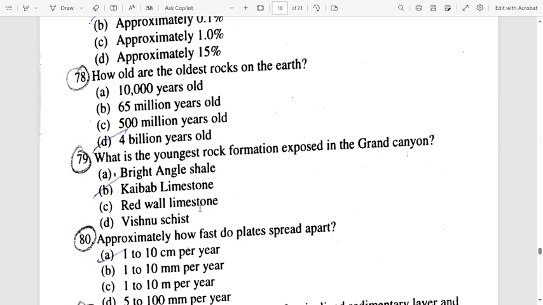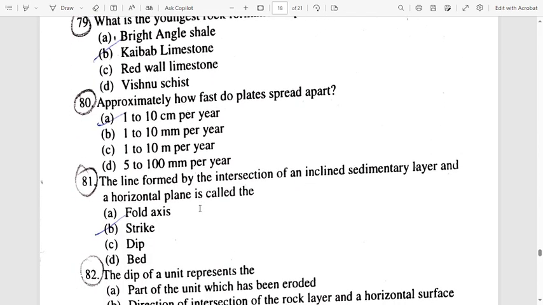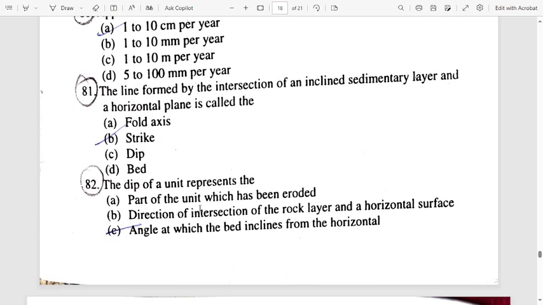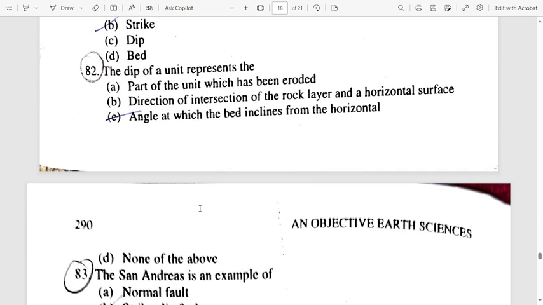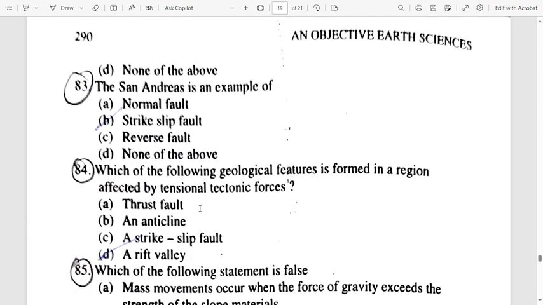Kaibab limestone. Approximately how fast do plates spread apart? 1 to 10 centimeters per year. The line formed by the intersection of an inclined sedimentary layer and a horizontal plane is called strike. The dip of a unit represents the angle at which a bed inclines from the horizontal. The San Andreas fault is a strike slip fault, actually a dextral strike slip fault.